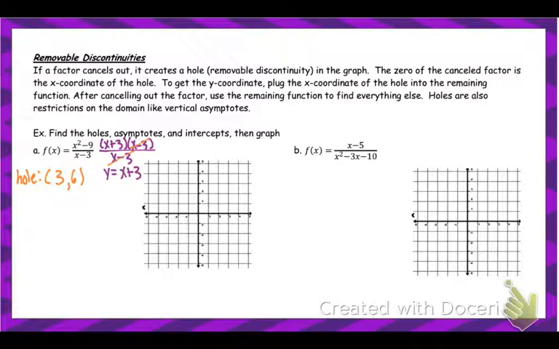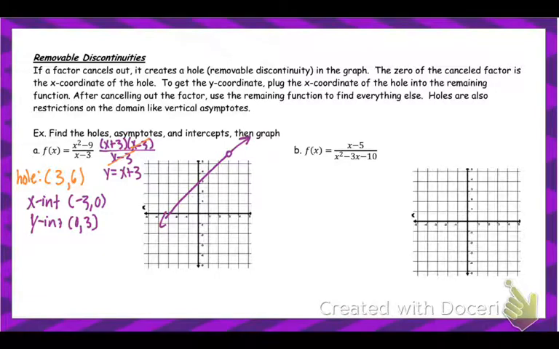Then from this point, we can go ahead and find the rest of the features we need. But think about it, in this case, the only remaining function we have is y equals x plus 3. That's not even a rational function. So there's not going to be a vertical asymptote or a horizontal asymptote. All we have is an open circle at 3, 6, and then we're graphing the line y equals x plus 3. And that's our graph. So we can still find the x-intercept, and we can still find the y-intercept, but this graph isn't going to have any vertical or horizontal asymptotes. It's just a line with a hole in it.